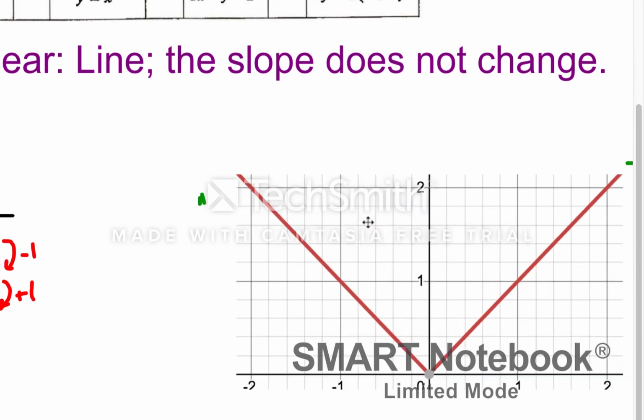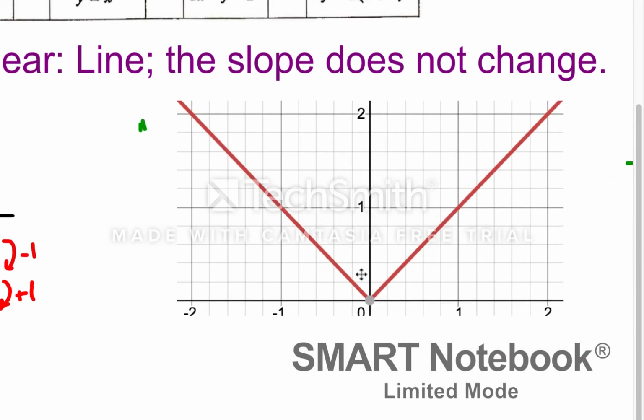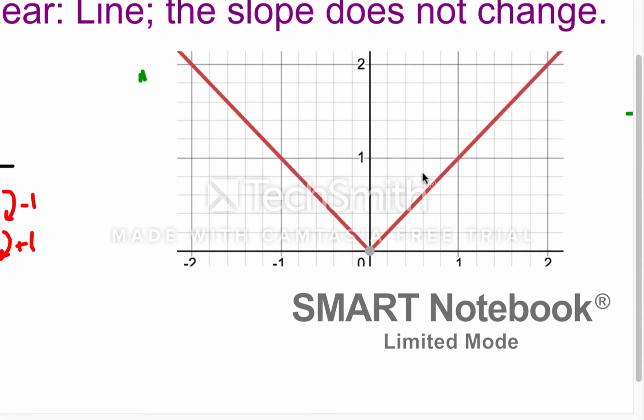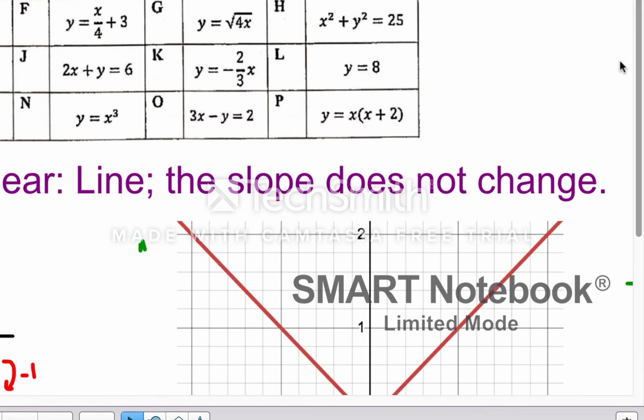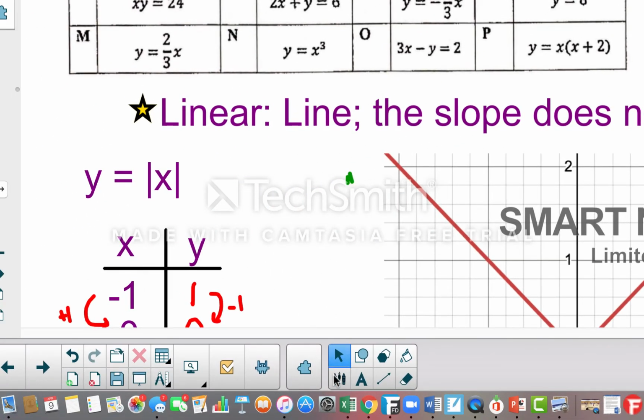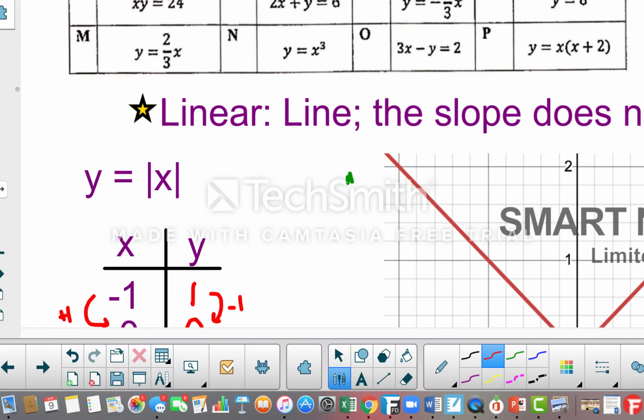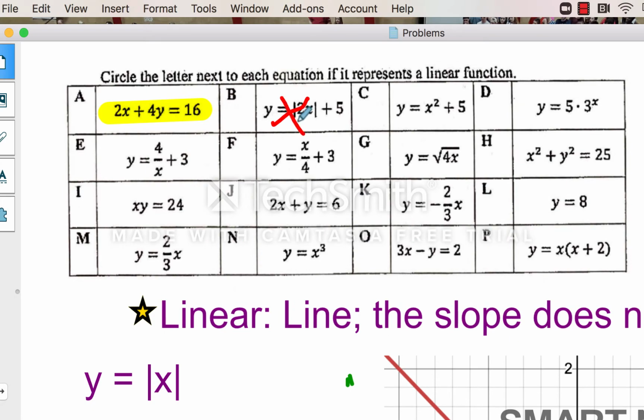You can see on Desmos, if you graph this, it's going to actually create a V. You can see when x is negative 1, y is 1. And when x is 1, it's also 1. So that right there would be an example of something that is not a linear function. It's a function, but it's just not linear. So we're going to cross that one off.